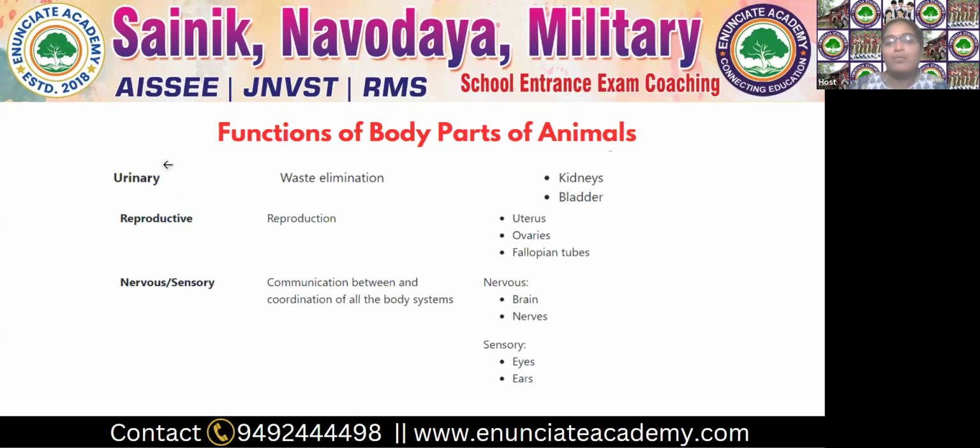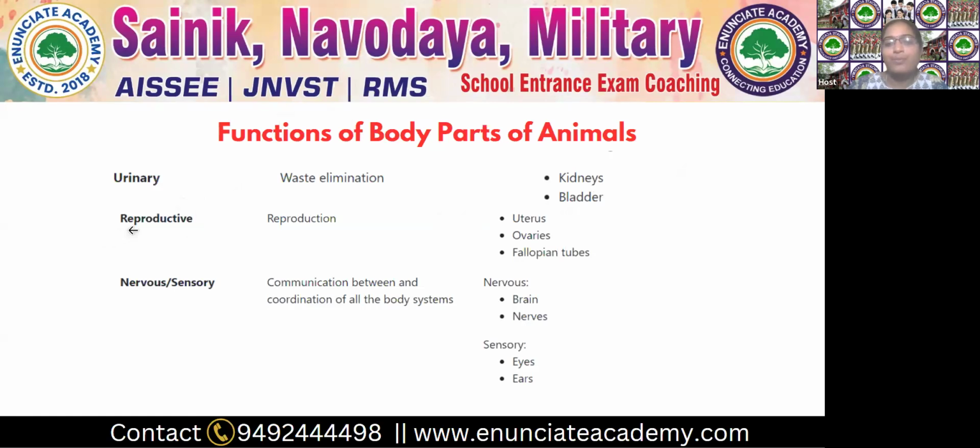What are the main body parts in the urinary system? Kidneys and bladder. These are the key parts in the urinary system. Another system is the reproductive system. The function of the reproductive system is reproduction.